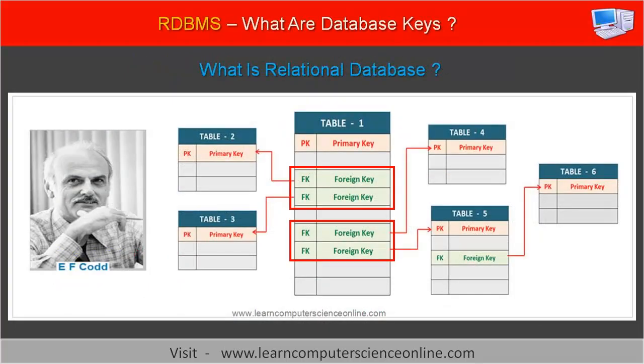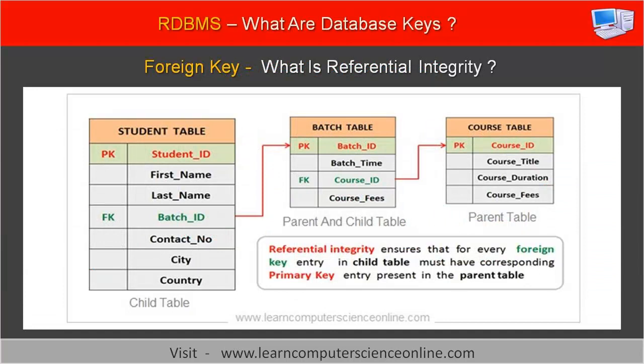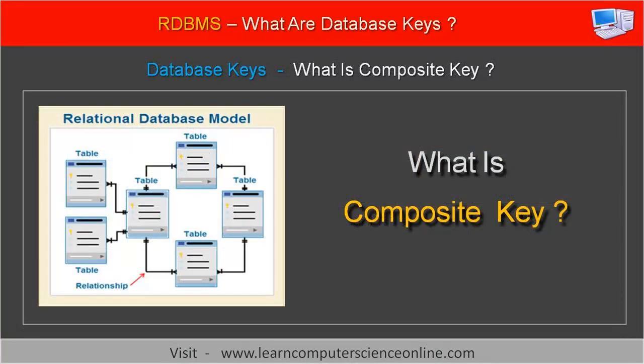The foreign key constraint is an important feature of the relational database design used to enforce a referential integrity. The referential integrity ensures that, for every foreign key field in the child table, there must be a corresponding table with same attribute as a primary key. The referential integrity plays an important role in the relational database in order to ensure the accuracy and the consistency of data. Let us now understand what is a composite key.